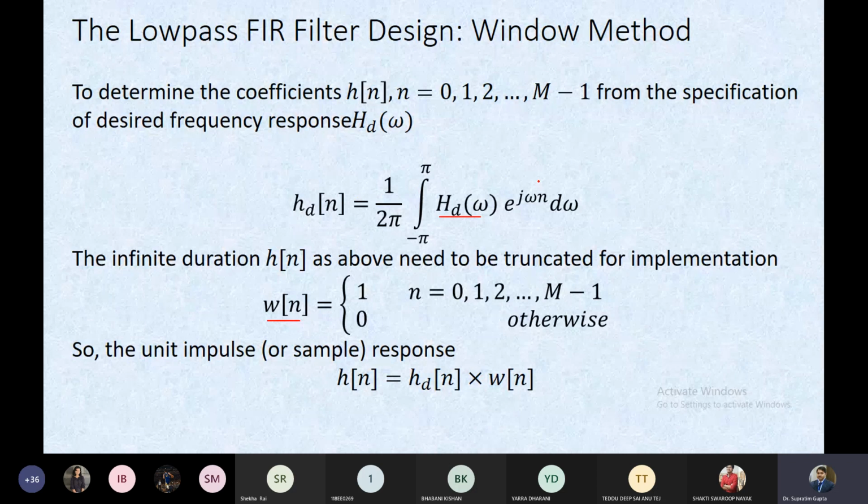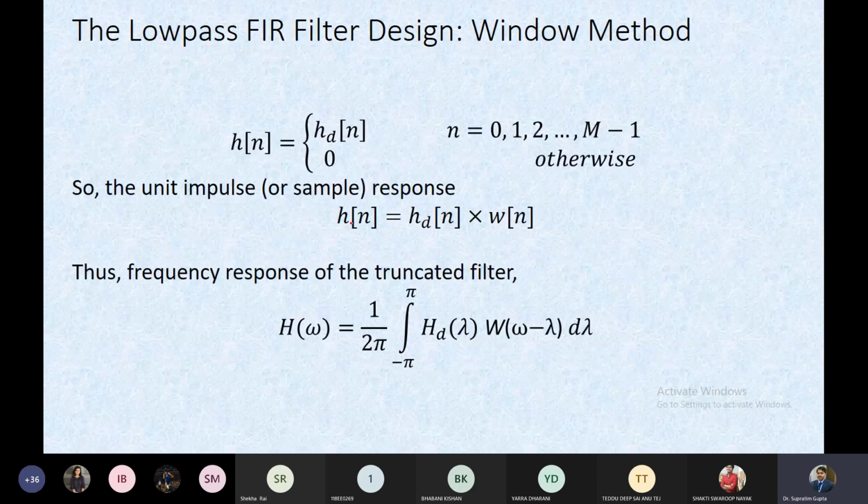As we have seen, the original or given frequency response may be non-causal, and by multiplying this window we are making it causal. So we are only taking a finite number of samples of this impulse response. And so the unit impulse response h[n] would be hd[n] times this w[n] or omega[n].